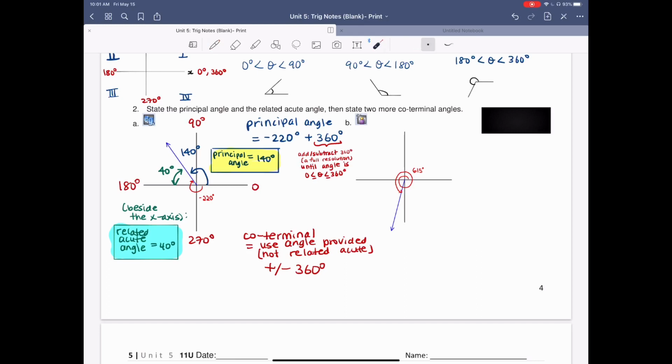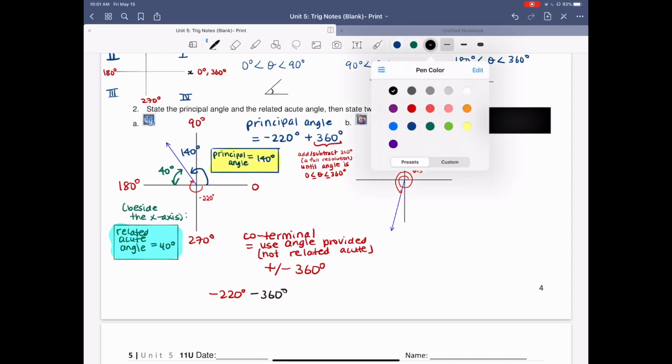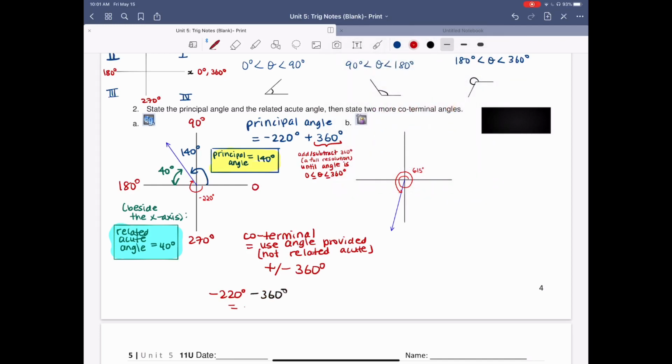So what I'm doing is, if I have the original, which is negative 220 degrees, I could subtract 360 from it. I already added 360 to it to get the principal angle. So one of my options is to take negative 220 degrees, the original angle, and subtract another 360 from it, and I will get negative 580 degrees. So that is my first coterminal angle. If you're writing it as a list, you could go straight to this. That's fine as well. I'm just showing you what I'm thinking in my head.